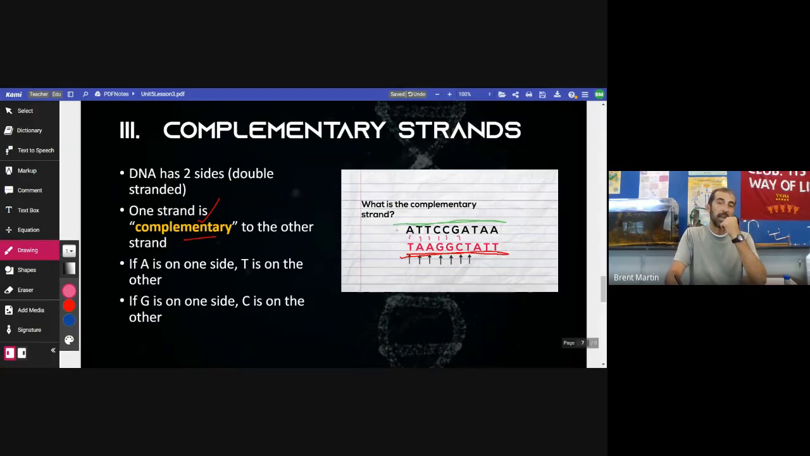Another way to remember this is apples go in a tree, cars go in a garage. That's an easy way to remember A, T, C's, and G's, right? So if A is on one side, T is on the other. If G is on one side, C is on the other, all right? And that is what a complementary strand is. It's just simply what's on the other side.